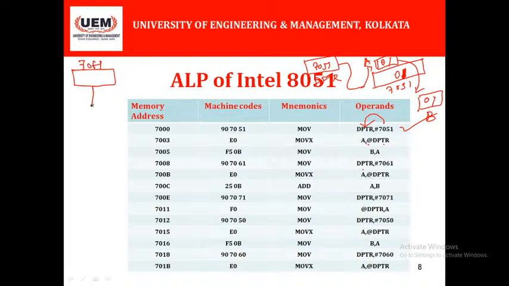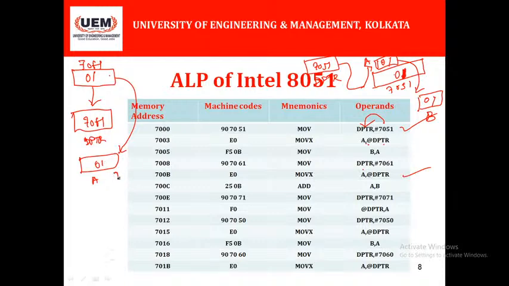So we are transmitting 7061 to the DPTR, data pointer register. Now the data pointer register becomes 7061. Now MOVX A comma @DPTR. So the value at 7061 will be transmitted to A.